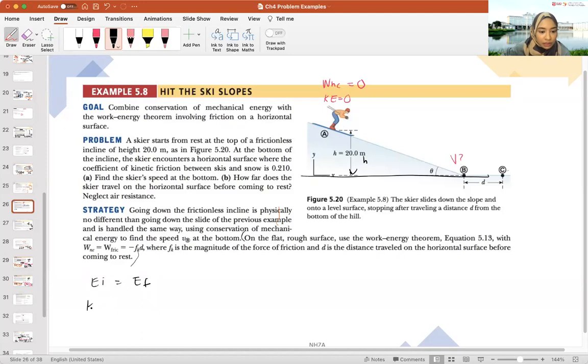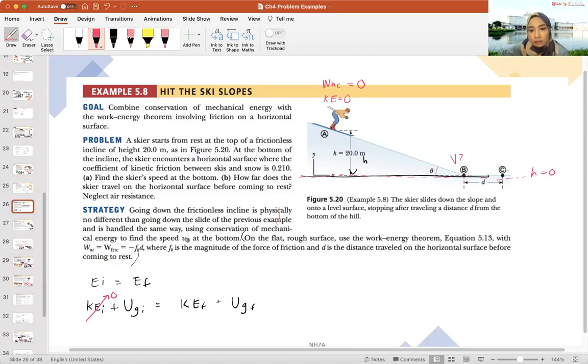So EI equals EF. Expanding this, we would get KE plus U, U as in US or UG. So in this case, it's only UG. And this is initial. And then we have our KE final plus UG final. Okay. So now we know that our KE is equal to 0, and our UG down here is also equal to 0. How do I know it's 0? Because this is going to be my reference point, H equals 0.